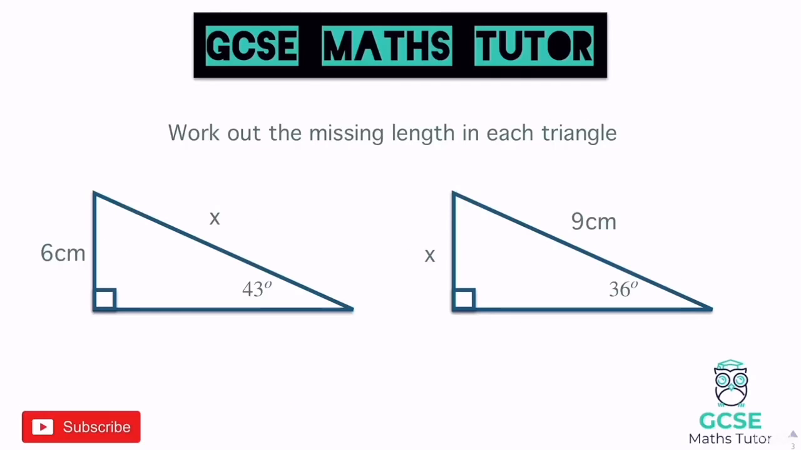Okay, so looking at trigonometry. Now the hint that we're going to be using trigonometry is we've got a right angled triangle and there's an angle within them.